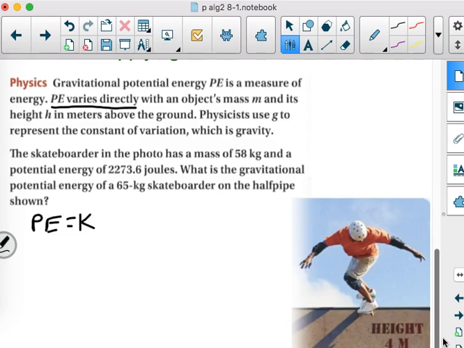Directly, are we multiplying or dividing? Multiplying with its mass and its height in meters above the ground. Did you see any inversely? No inversely. It's all multiplication. Now, it does tell us, and we know this, instead of using K in this formula, they use G for gravity. So they're showing us it is possible to not have it be K all the time.